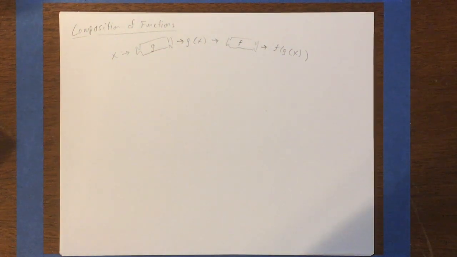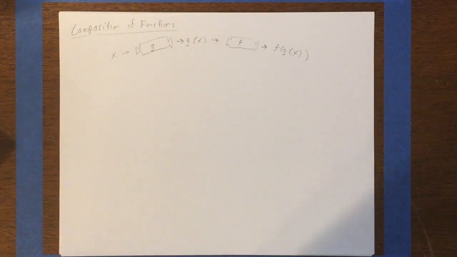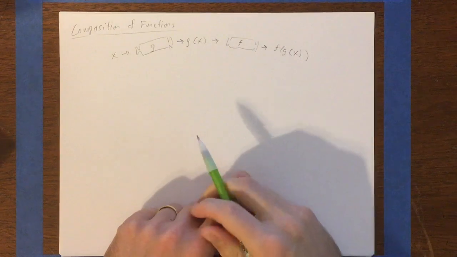All right, so a quick review of composition of functions here, and then we're going to get into limits of compositions. So first, remember the idea of composition of functions is that you're going to take one function and take its output and stick it into a second function. So we end up with something that looks like f of g of x.